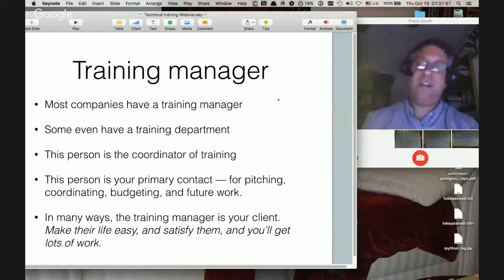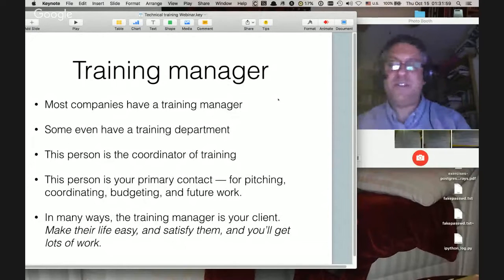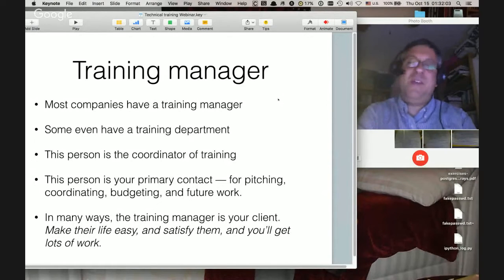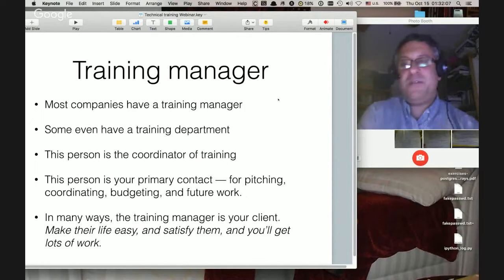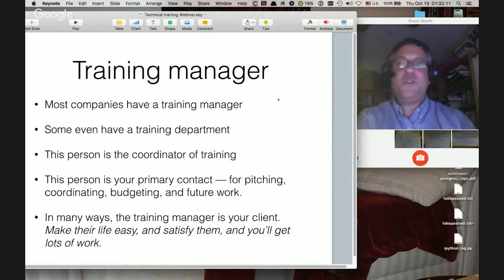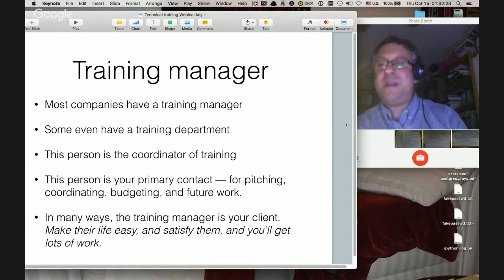Almost every company will have its own evaluation system. Some of them are better than others, but almost all of them basically say, what did you think of the course? And they have 10 different questions they'll ask about the content, about the delivery, about the materials, on and on. If you get a high score, then the training manager will look good because they brought in a good course, and the training manager will then bring you back. You want to make the training manager happy, and you do not want to tick off the training manager. So this is the main person you want to deal with.